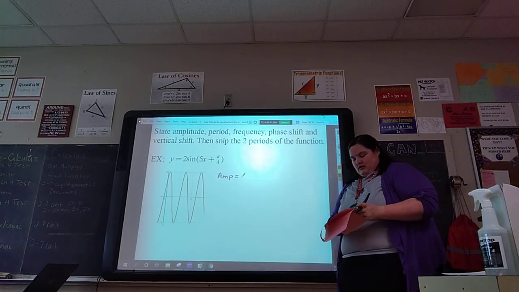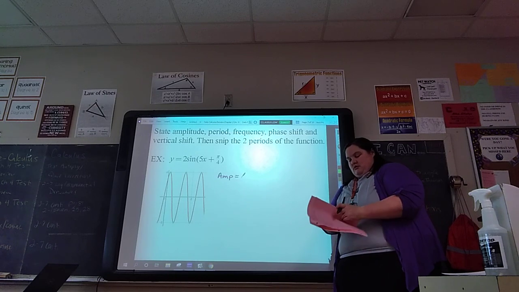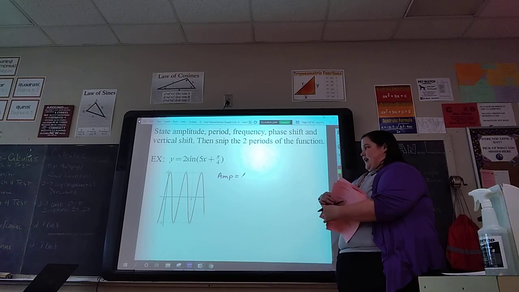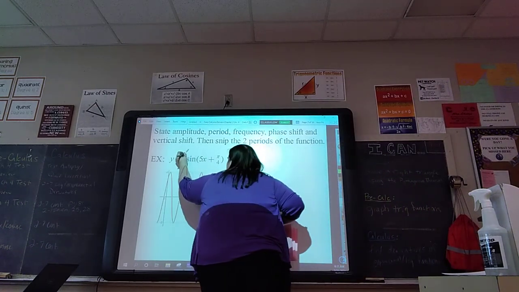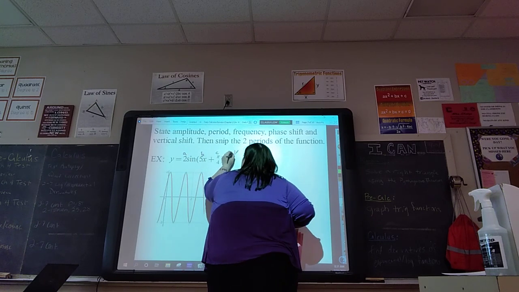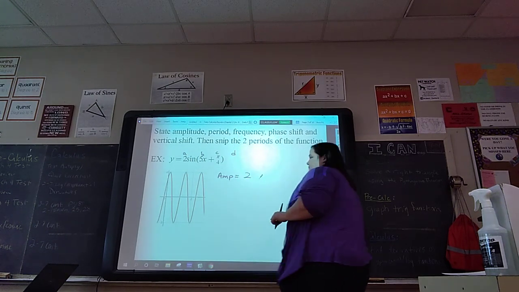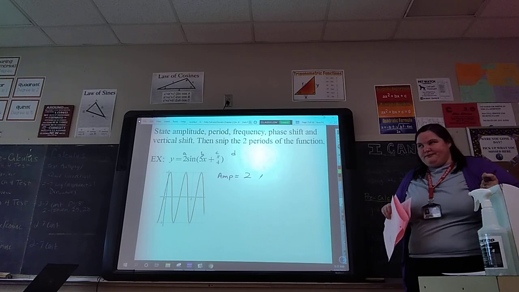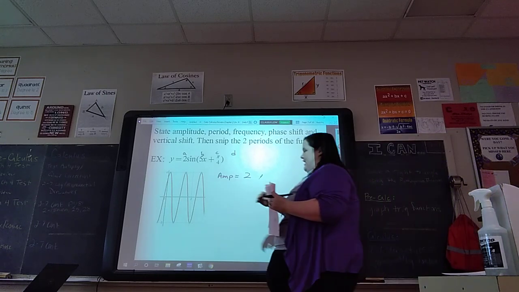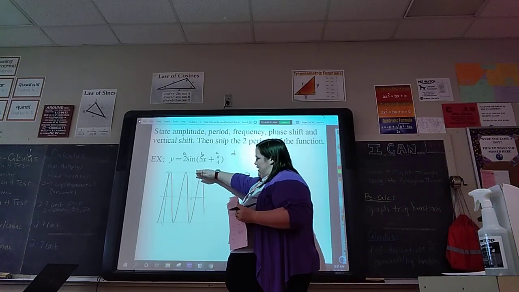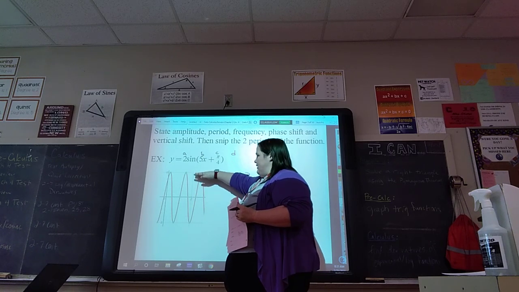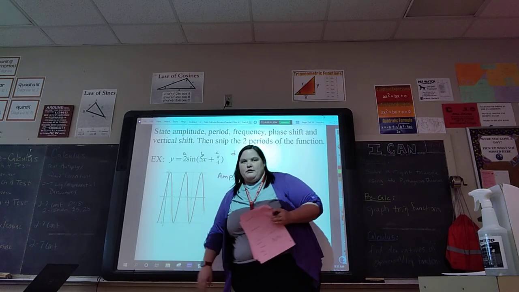Amplitude is what? 2. Yep, it's the A value. And remember, it goes A, B, C, D. So the amplitude is just 2. And like I said, you can kind of see that here. Notice how the height has now changed. Instead of 1 and -1, it's going up to 2, down to -2. So the height has changed.